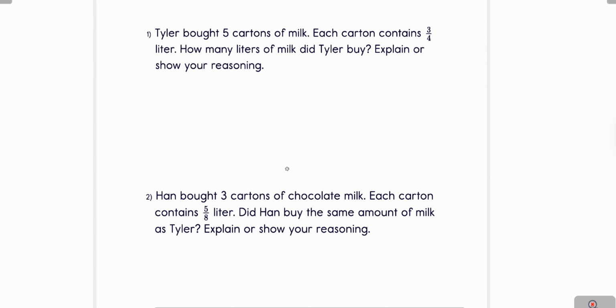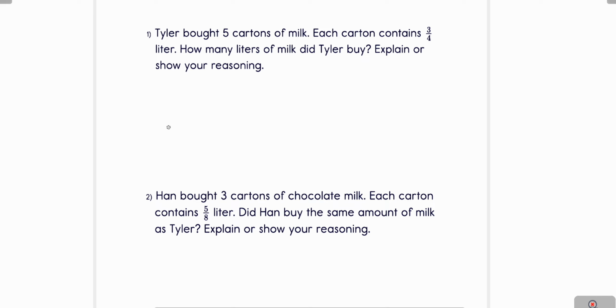All right. Now let's try out a word problem. Tyler bought 5 cartons of milk. Each carton contains 3/4 liter. How many liters of milk did Tyler buy? Explain or show your reasoning.